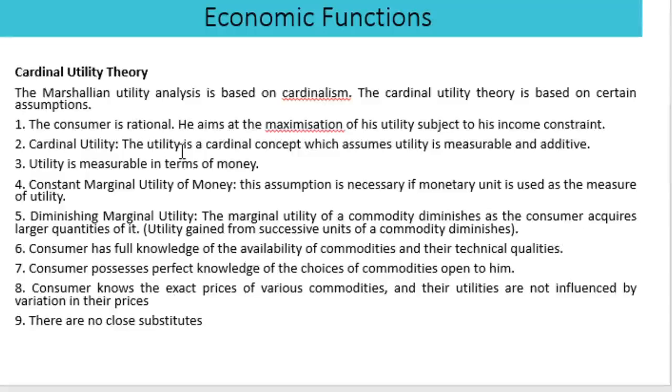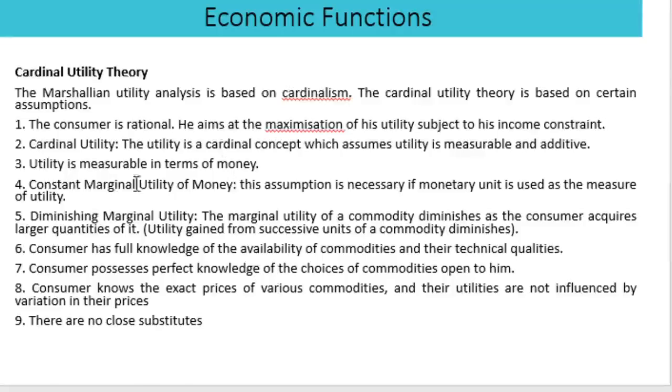The cardinal utility theory is based on the Marshallian utility. A brief explanation of cardinal utility theory is given here. The Marshallian utility analysis is based on cardinalism. The cardinal utility theory is based on certain assumptions. That is, the consumer is rational. He aims at maximization of his utility subject to his income constraint. Cardinal utility, that is, utility can be measured, and utility is measurable in terms of money.